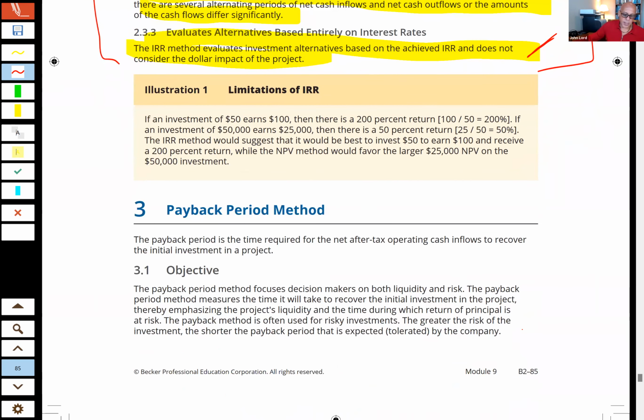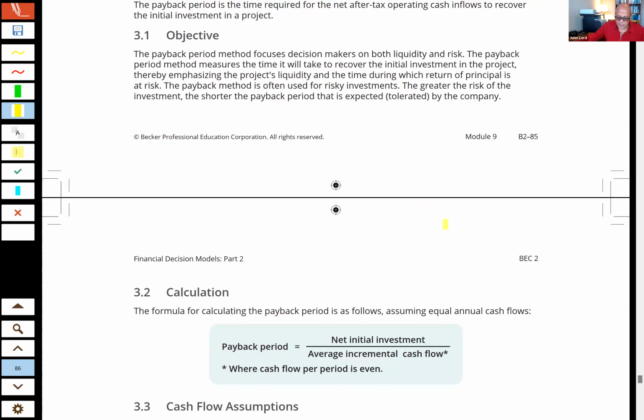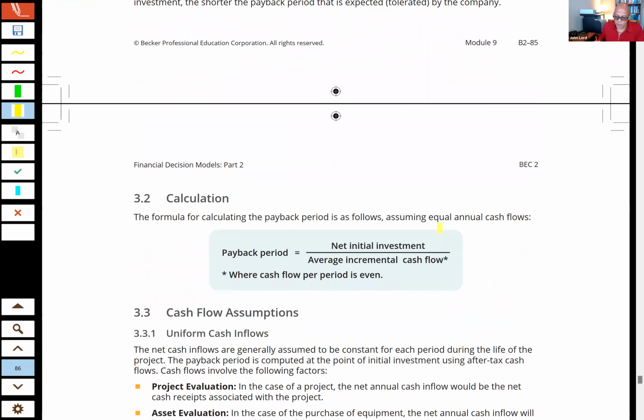Payback method is really a very simple tool that maybe is used as an upfront screening method that a company might use, and then they're going to go ahead and probably use net present value method once they first considered the payback method as an initial screening. So what the payback method says is how long is it going to take us to recover an investment.